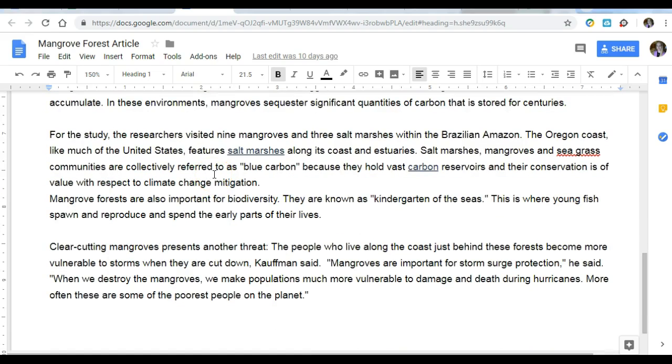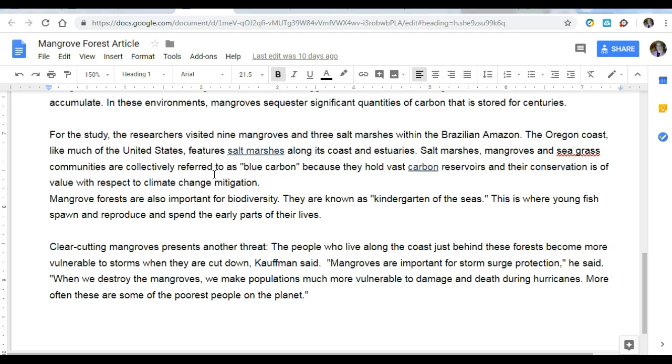For the study, the researchers visited 9 mangroves and 3 salt marshes within the Brazilian Amazon. The Oregon coast, like much of the United States, features salt marshes along its coast and estuaries. Salt marshes, mangroves, and seagrass communities are collectively referred to as blue carbon because they hold vast carbon reservoirs, and their conservation is of value with respect to climate change mitigation. Mangrove forests are also important for biodiversity. They are known as kindergarten of the seas. This is where young fish spawn and reproduce and spend the early parts of their lives.